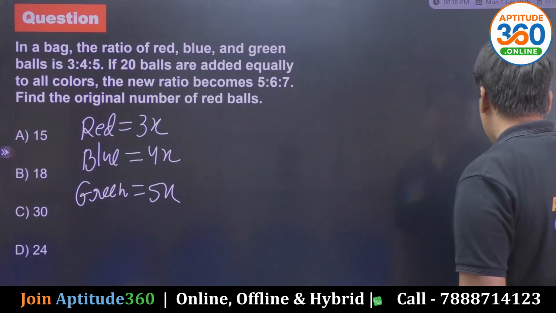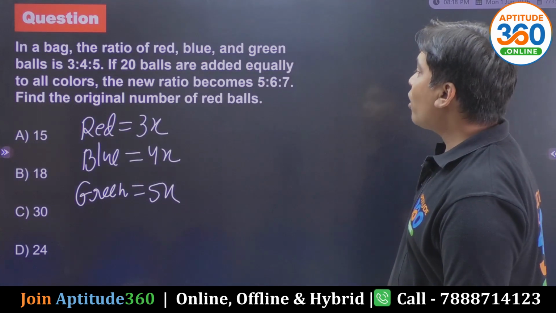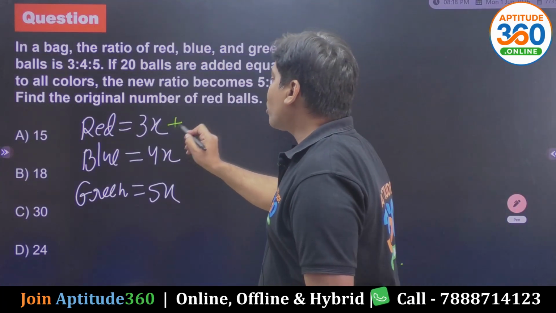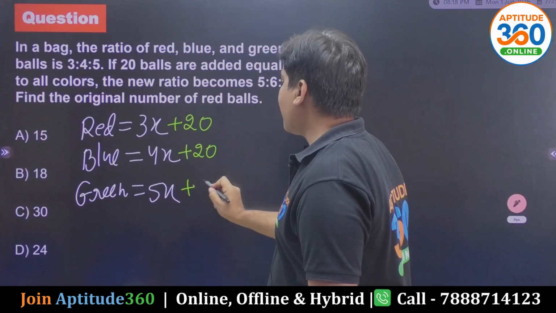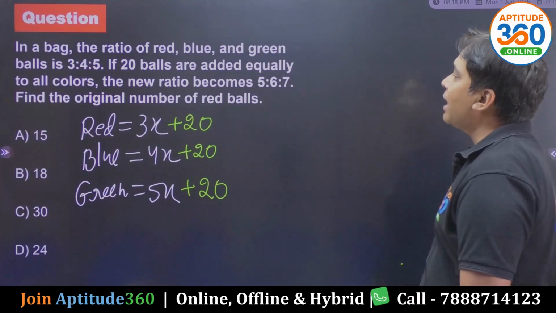Whatever value comes out for it, we will see. Now, if 20 balls are added equally to all, so this is going to be what? 3x plus 20, 4x plus 20, and then 5x plus 20. The new ratio becomes 5:6:7.